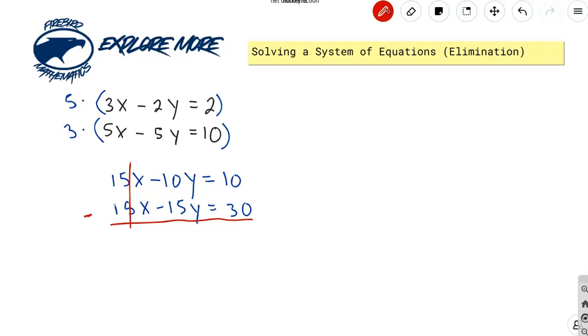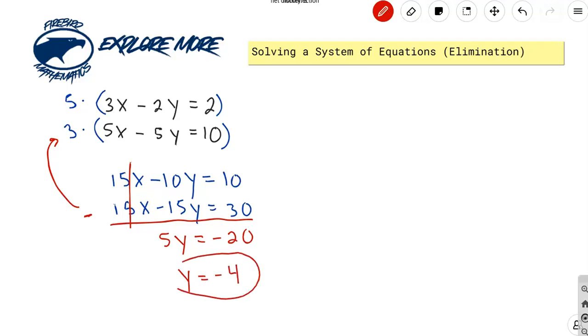Some people like to distribute that negative through all the way. We could have even multiplied this equation by negative 3 up at the beginning to get those to be opposites. As long as we're careful, either way will be just fine. So I'm going to do negative 10 minus negative 15, which would be a positive 5y, and then 10 minus 30, which would be negative 20. So then when I divide by 5, I get y equals negative 4.